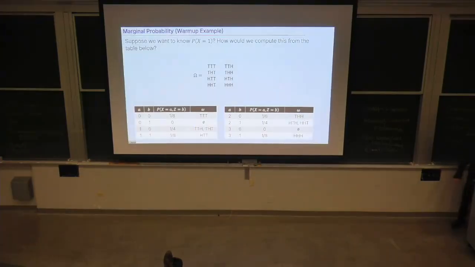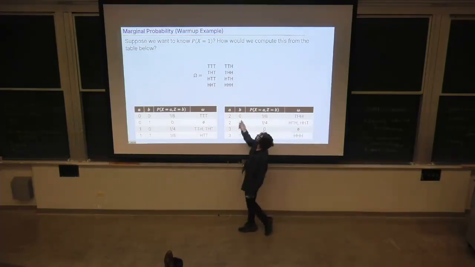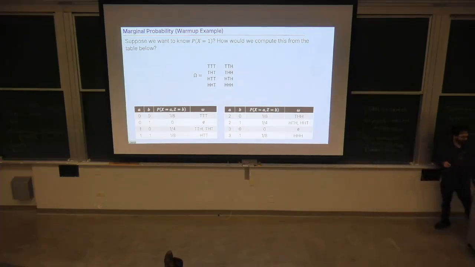All right. Okay, warm up for the next thing we're going to do. Suppose we have this joint distribution, and suppose we wanted to know the probability that X equals 1. In other words, the probability that the number of heads is 1. How would I compute that from the table below? What do you think?